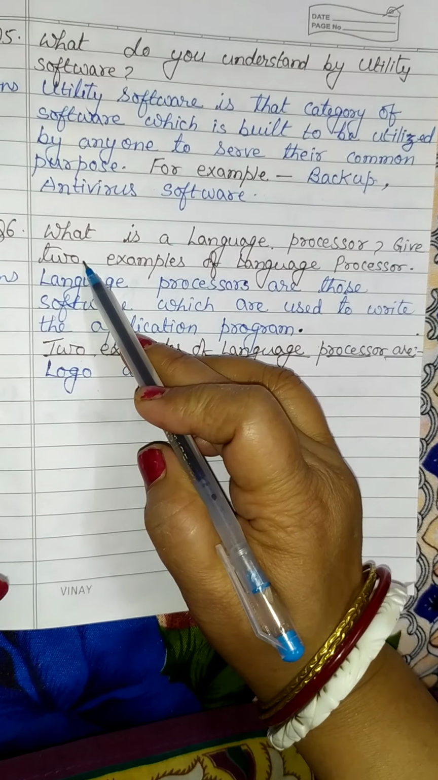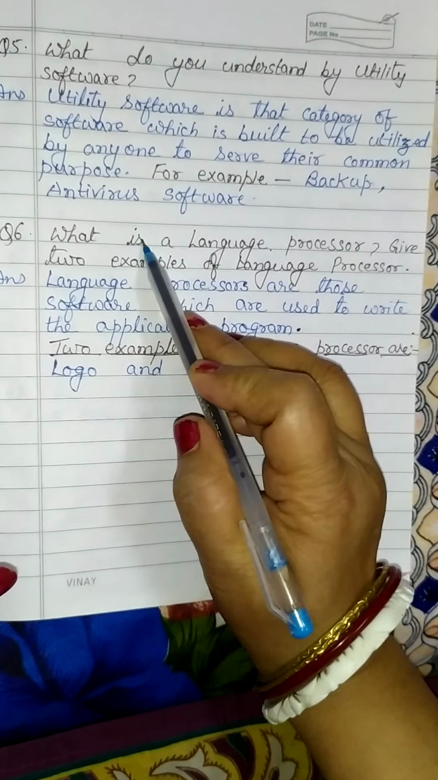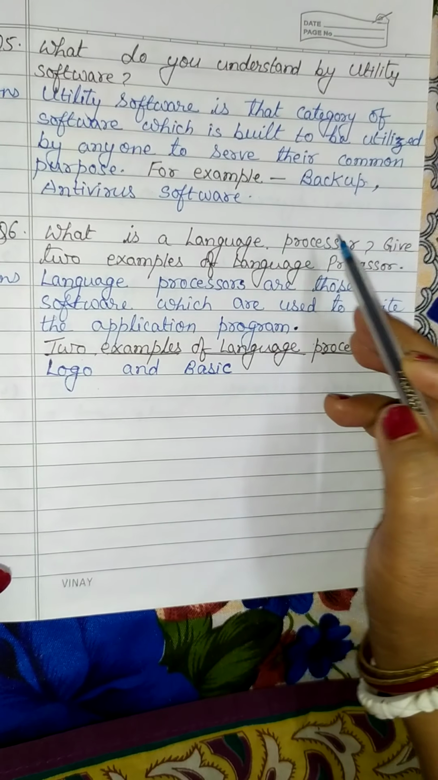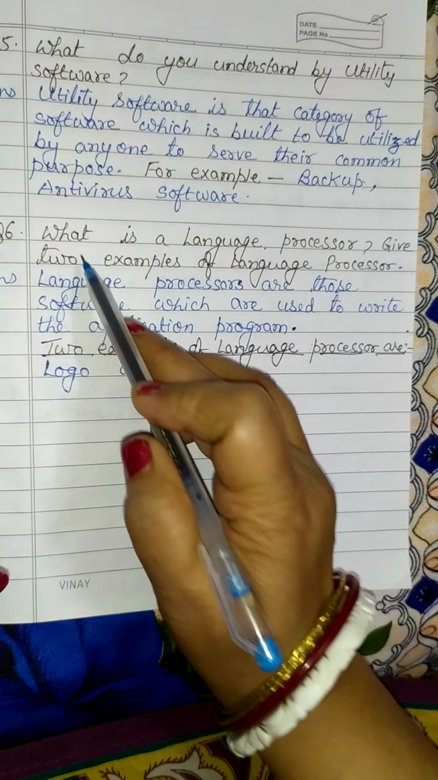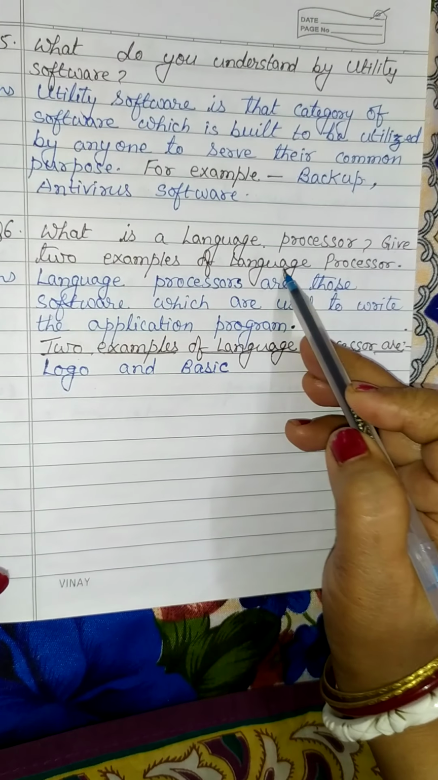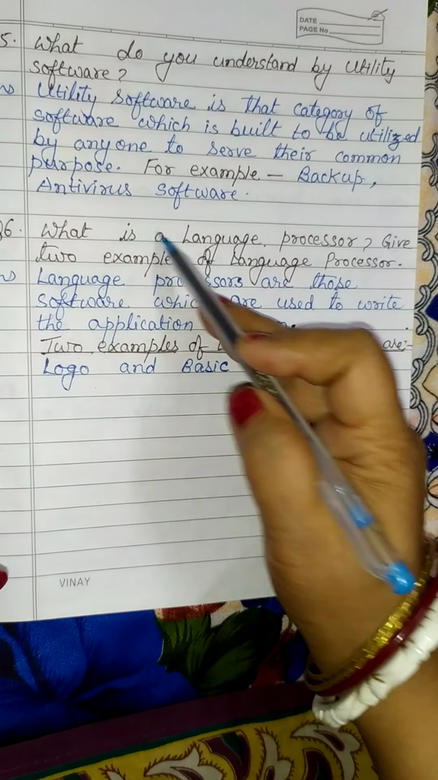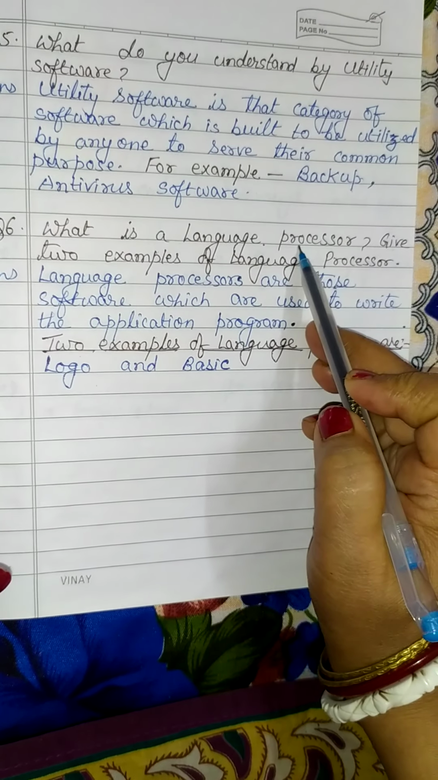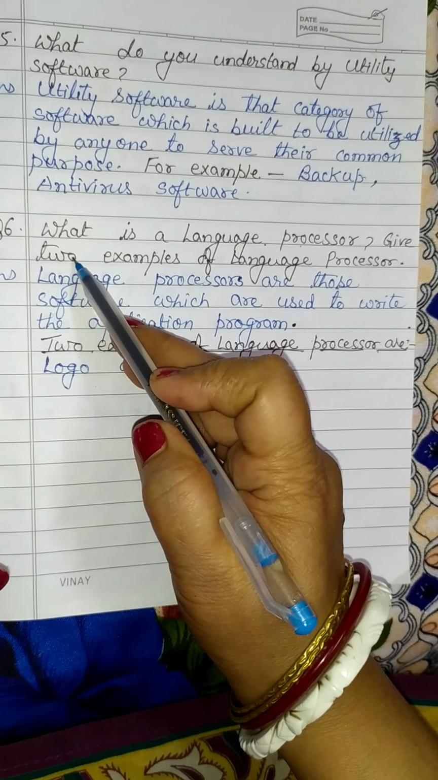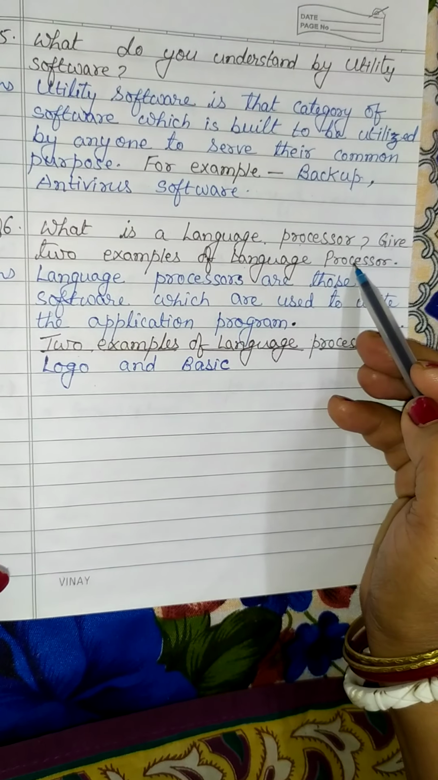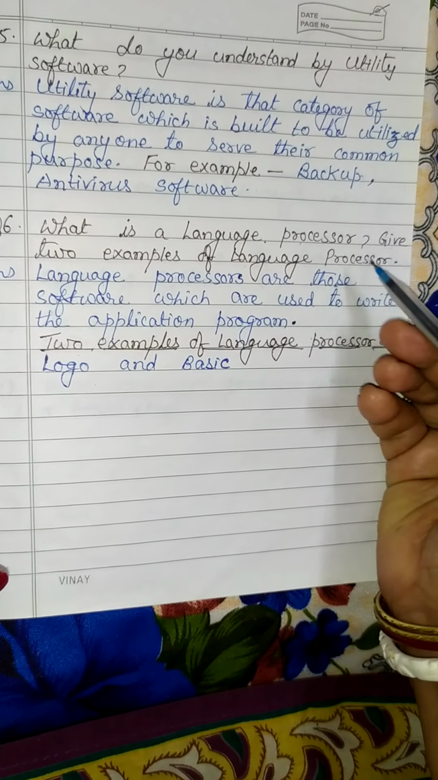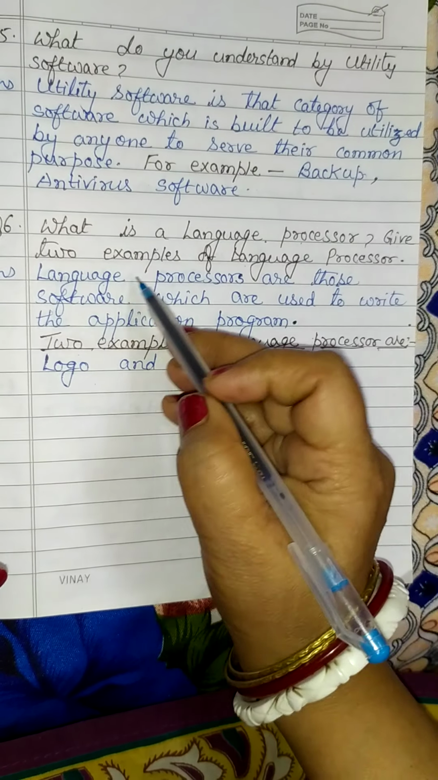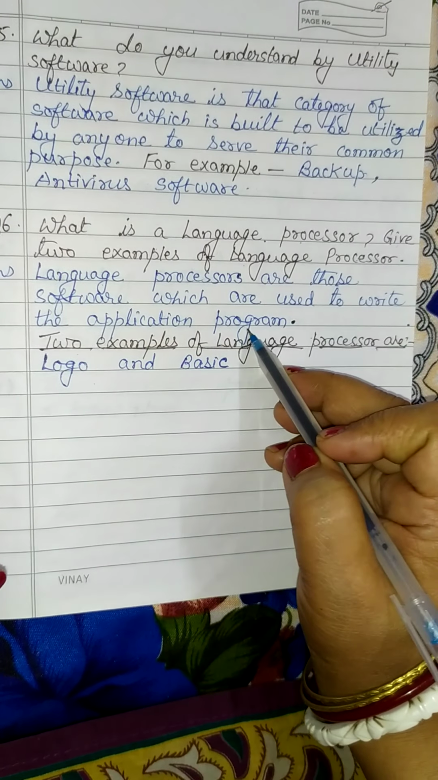Now last question is, what is a language processor? Give two examples of language processor. There are two questions. One is what is language processor and second is you have to give example of language processor. Language processor are those software which are used to write application program.